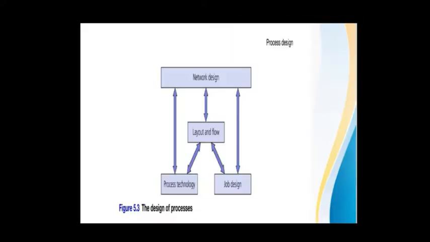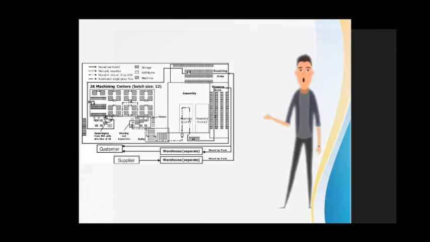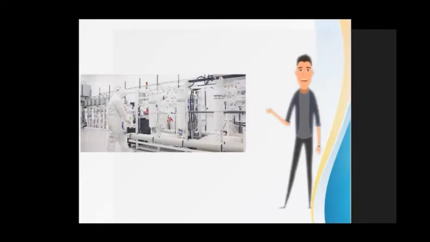Next is figure 5.3, the design of processes. Makikita natin dyan yung element ng process design, which is network design, for planning of the implementation of a computer network infrastructure; layout and flow, for improving planning and control, operation management, and functional design; job design, for methods and the relationship of jobs in order to satisfy; and last is process technology or PTech. It's about the various systems needed to ensure industrial plants operate smoothly to produce goods and services.